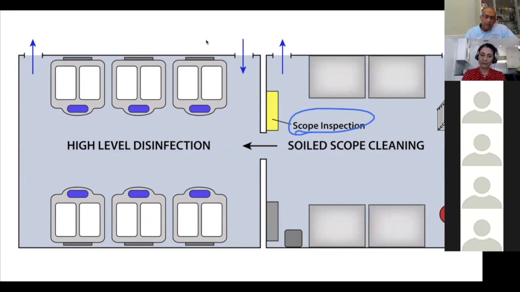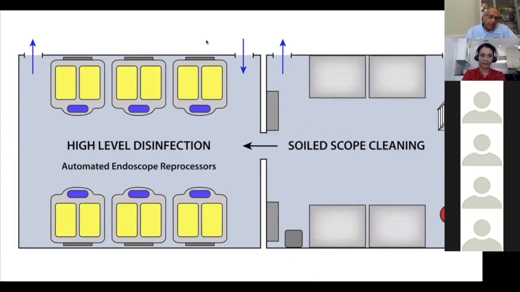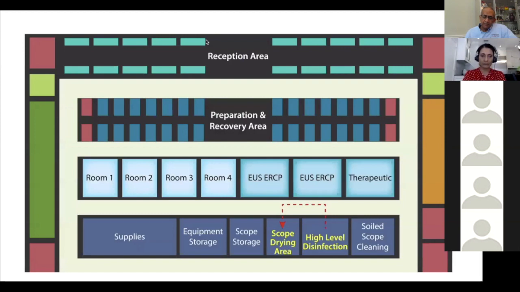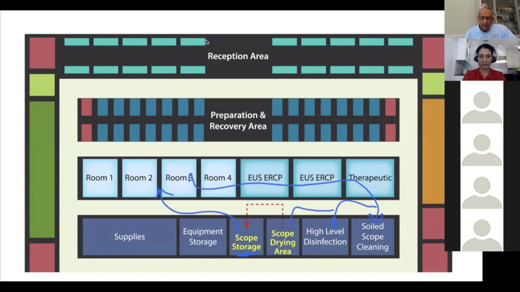Following that, you take it to the high-level disinfection area where you put them in the processor for high-level disinfection. Subsequently, you take them to the drying area for scope drying, and then to the storage area, and then back into the rooms. It is a complex operation, as you can see here, with lots of steps that need to be done by endoscopy staff who manage that part of the operation.